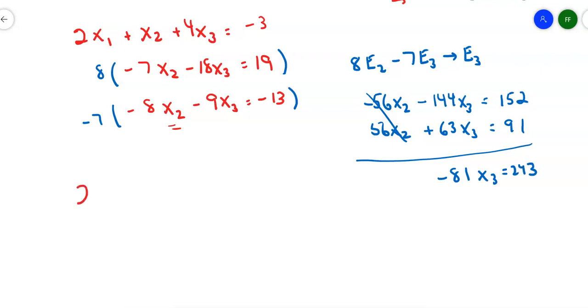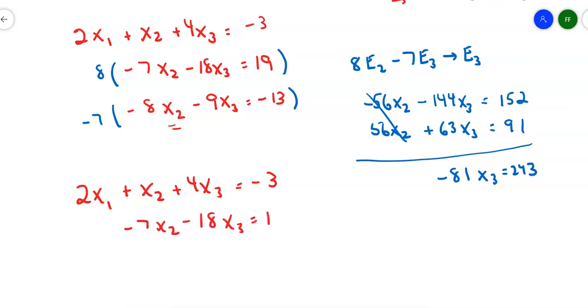Now it's starting to look better, right? I got a 2x sub 1 plus x sub 2 plus 4x sub 3 equals negative 3. The second row gives me a negative 7x sub 2 minus 18x sub 3 equals 19. And the bottom row is negative 81 x sub 3 equals 243. Now, we're almost there.